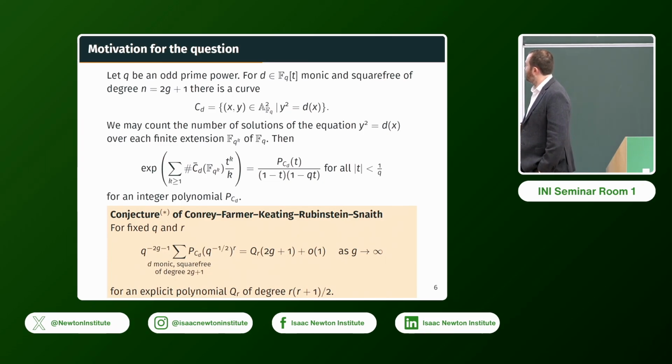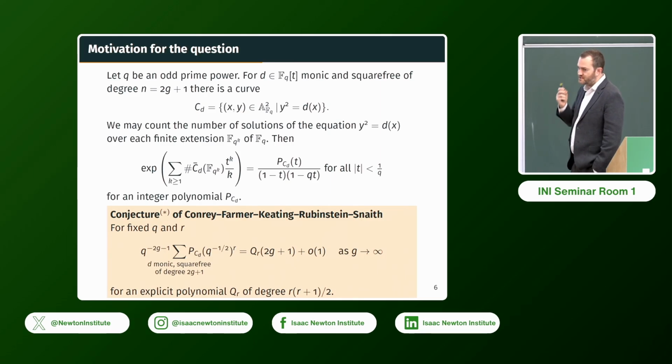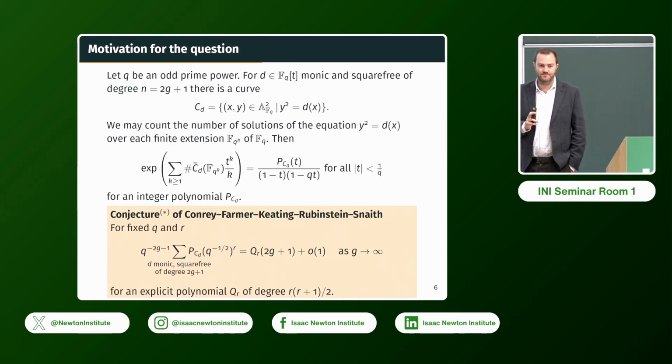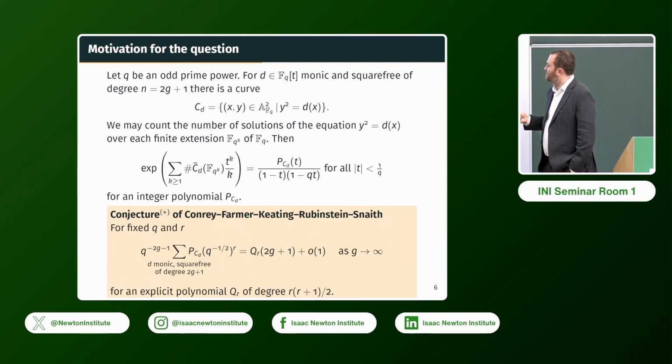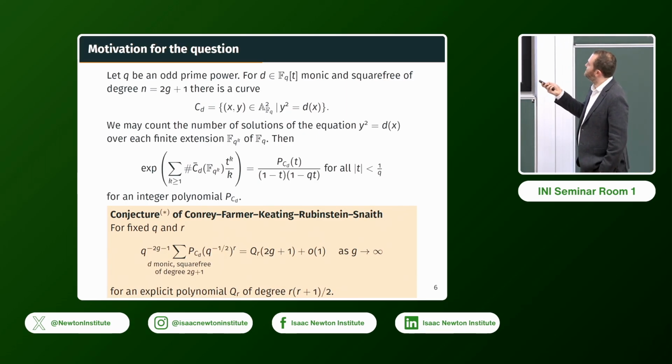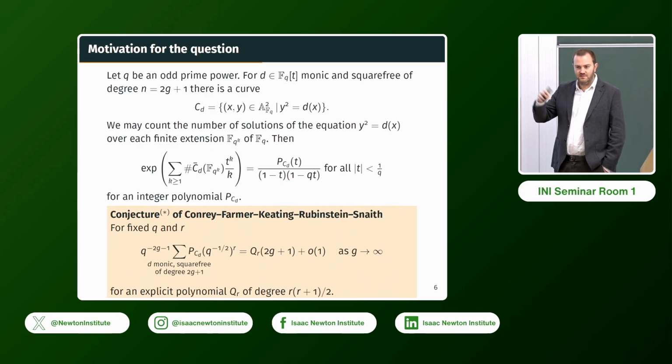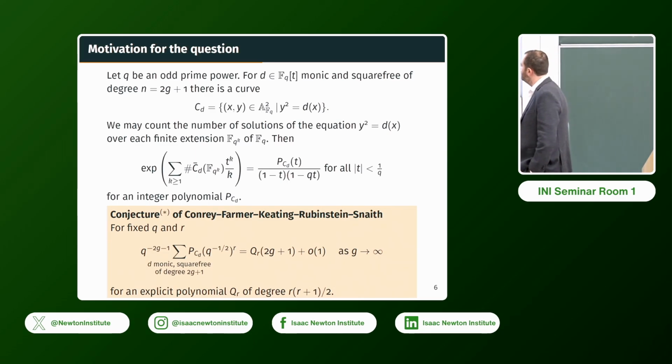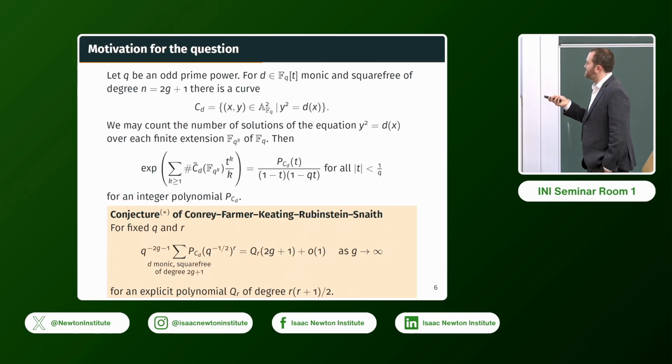And they have a guess for what this is supposed to be. It's supposed to be an explicit polynomial of degree something applied to 2g plus 1, plus terms that are little o of 1 with respect to g. Okay, so here importantly, q and r are fixed, and g, which is roughly the degree of the polynomial, is sort of large. Okay? So this is called conjecture star because it's not really their conjecture.